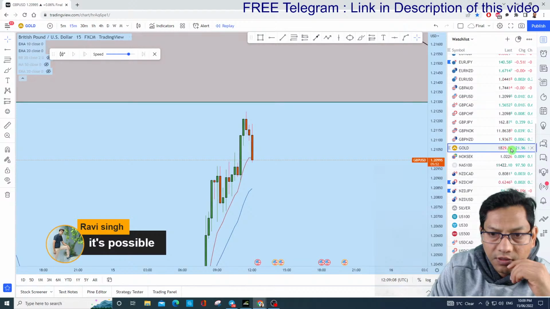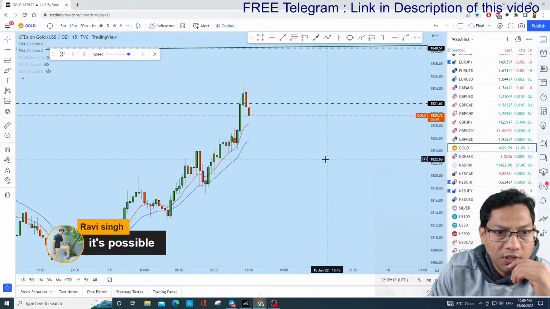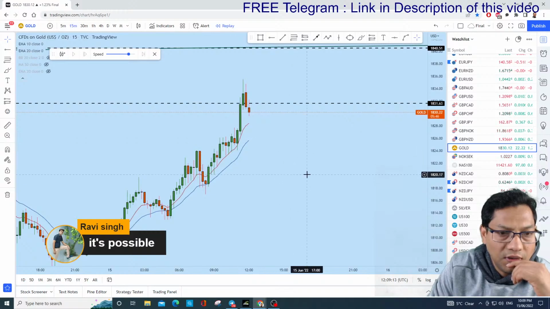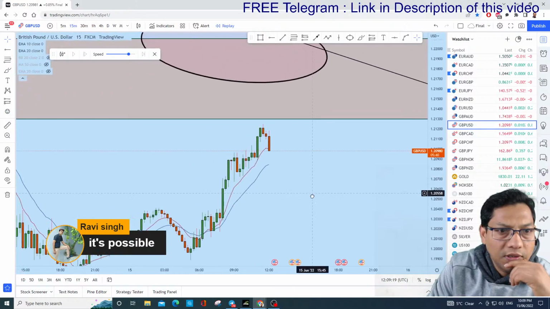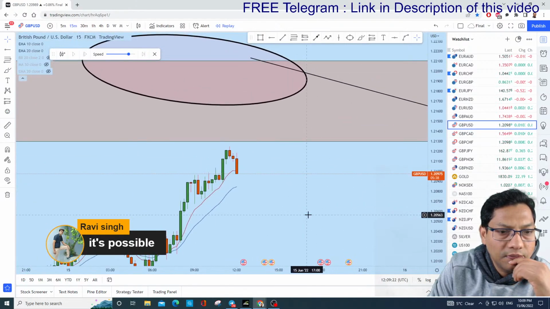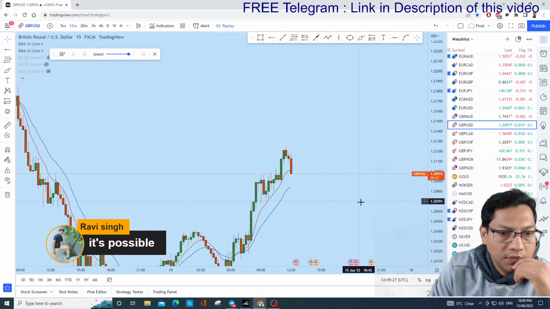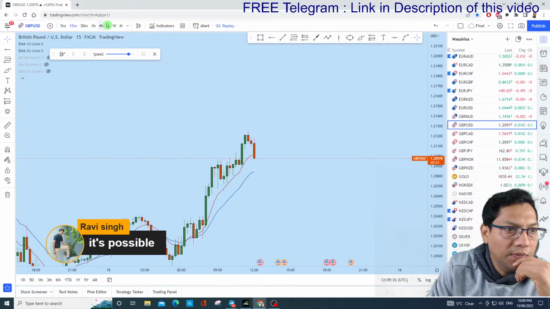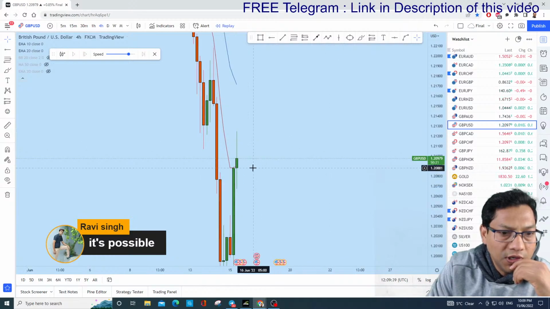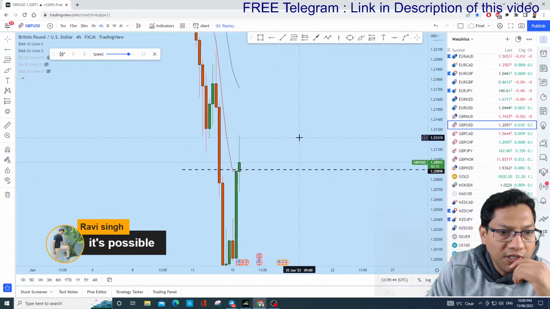Let me see. Gold is doing the same thing, as I told you. It's now coming down again with the GBP. So it's bearish now. Let me see on the 4 hour. So the doji is here. On the 4 hour time frame, the price just bounced from this previous support.